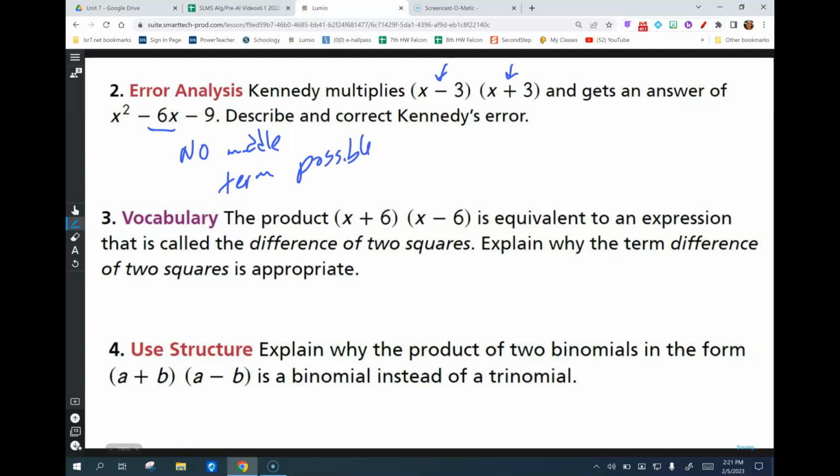Okay? Then the product x plus 6 and x minus 6 is equivalent to an expression that we call the difference of squares, which we already talked about. Explain why the term difference of squares is appropriate. Well, difference means subtraction, and we have 2 squares. It's honestly just called difference of squares, but maybe I'm wrong. Okay, number 4. Explain why the product of 2 binomials in this form is a binomial instead of a trinomial. It's a binomial because your middle term is going to drop out. We kind of already talked about that up here in 2. So your middle term is going to drop out here on 4.